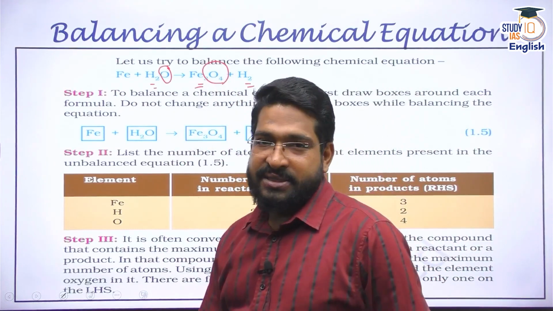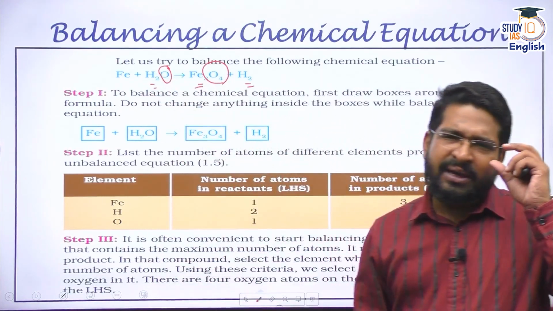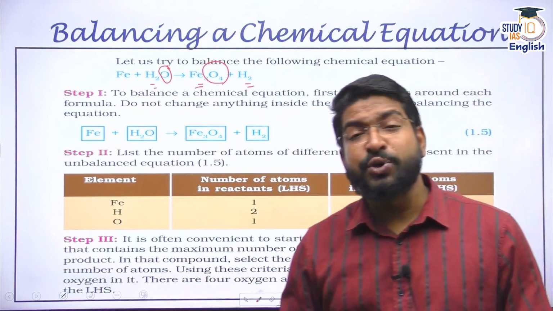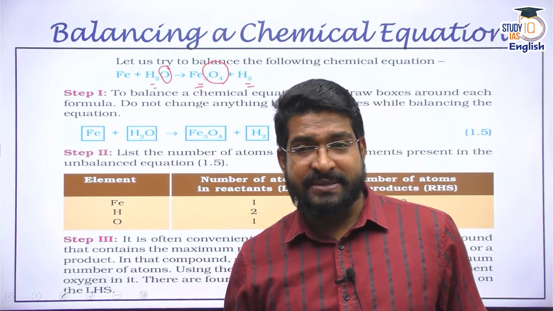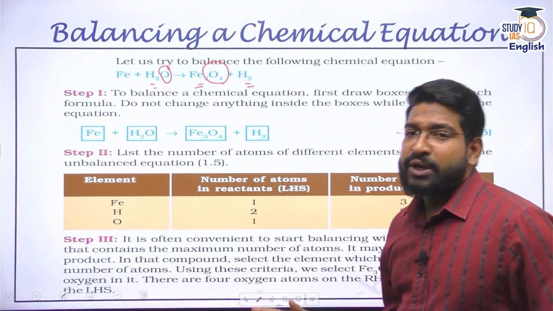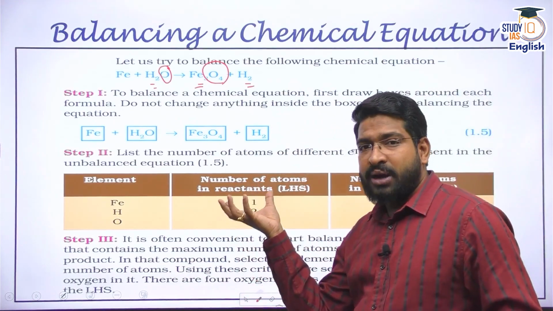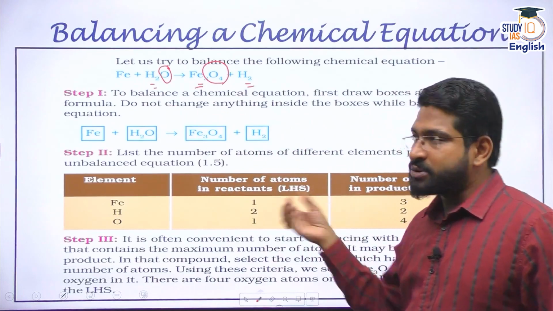Now, how do you balance this? Step-by-step procedure is given. Let me just tell you in brief, and let me also give you some pointers with respect to balancing this. All right. See, first thing that you need to do is count the number of atoms on the LHS and RHS of different entities.